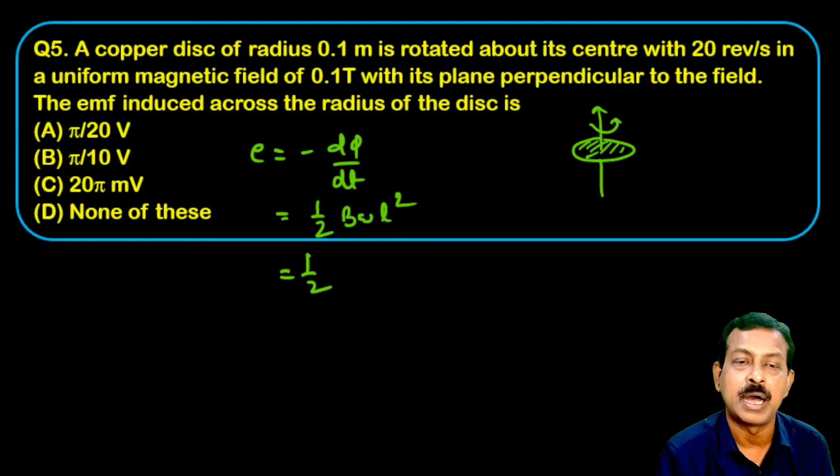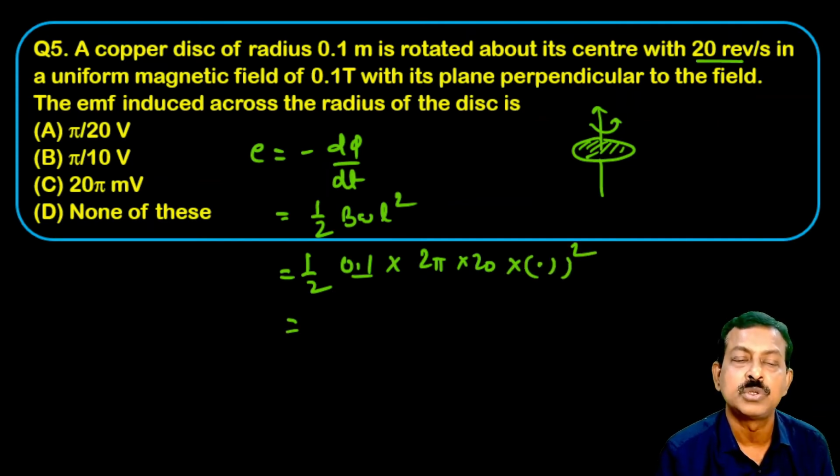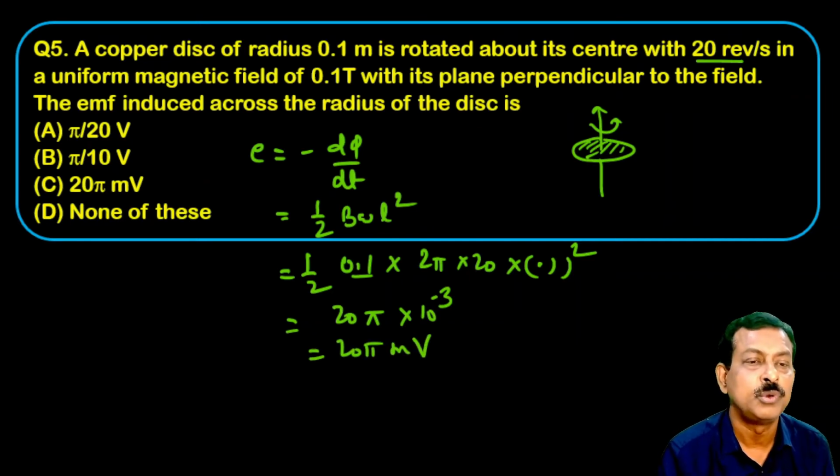So it is half. For B, the value is given as 0.1. Omega is 2 pi f, and f is 20 revolutions per second. So it is into 20, and then L will be 0.1 whole square. So this is 20 pi, because here 1, 2 will get cancelled. So it is 20 pi, and then 10 to the power minus 3. So it is 20 pi millivolt. If you look at the different options, one is pi by 20, pi by 10, 20 pi millivolt. So the third one is the correct option.